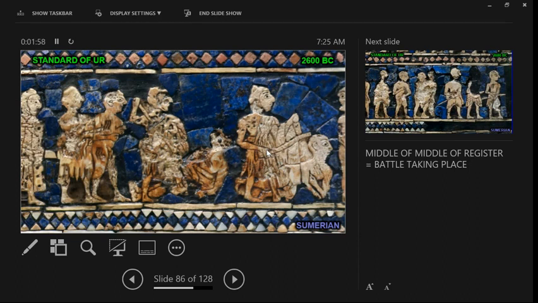Is it still the Lamash? Our guys and their guys. So our guys are conquering their guys. Our soldiers are standing upright and their soldiers are falling over. Our guys have armor and swords and shields and helmets, and their guys are naked.